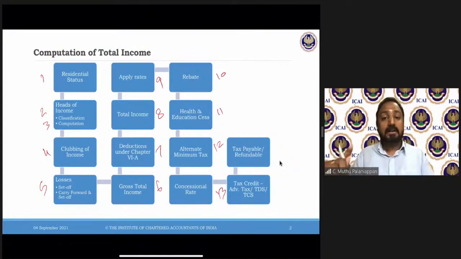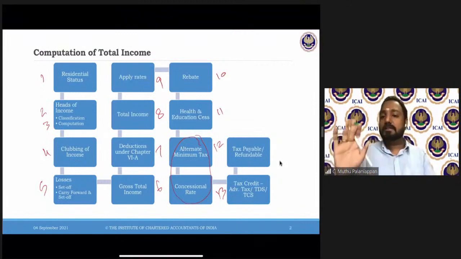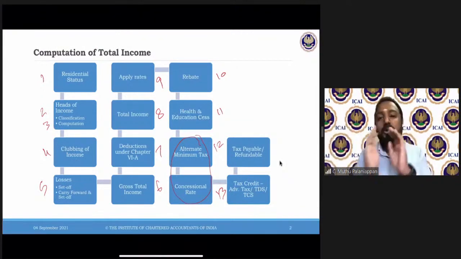So step 13 is to check the applicability of the concessional tax rate. You check whether alternate minimum tax is applicable for the assessee, or whether the concessional rate could be opted for by the assessee. What is the concessional rate? What is alternate minimum tax? Please hold on for a while. We'll definitely cover it in detail.